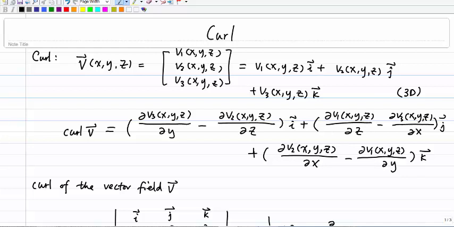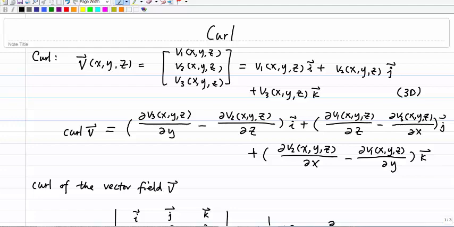So the curl is also a 3D vector, which means you have three elements. This is my first element right here, this is my second element over here, and this is my last element for the curl. You don't have to remember this exactly because it's a little bit hard to remember all of it.